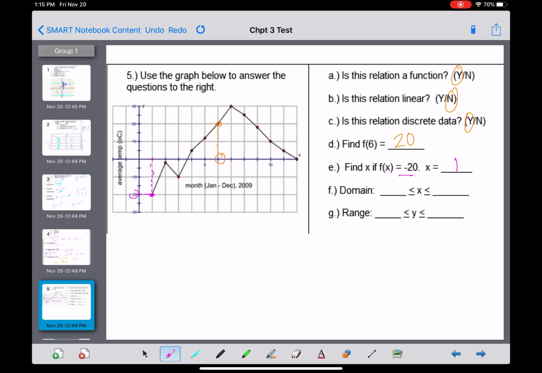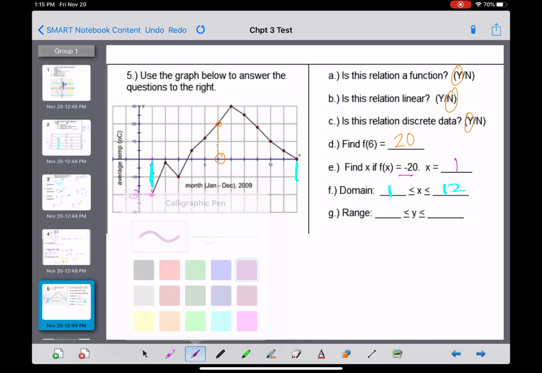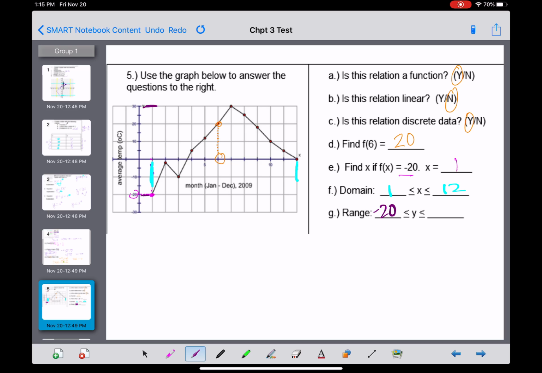The domain is how far left to how far right. So this is my furthest most point on the left and to my right. So that goes from 1 to 12. My range is how low to how high. So this is how low, this is how high. I go from -20 to 30.